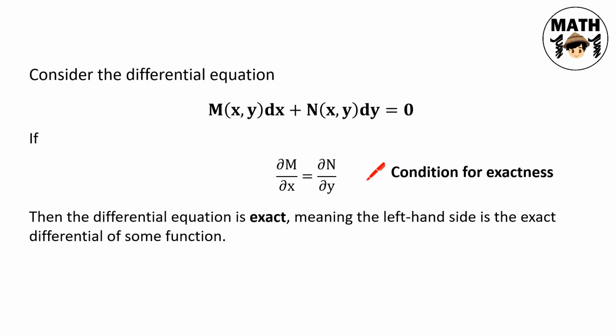So if we have a differential equation in the form m as a function of x and y dx plus n as a function of x and y dy equals 0, if the partial of m with respect to y is equal to the partial of n with respect to x, then the differential is exact. That means that the left-hand side of the differential equation is the total differential of some function. Our goal now is to find or determine that equation that has the total differential equal to m dx plus n dy.